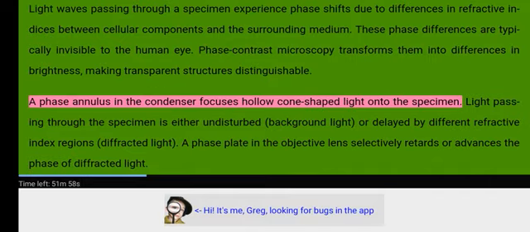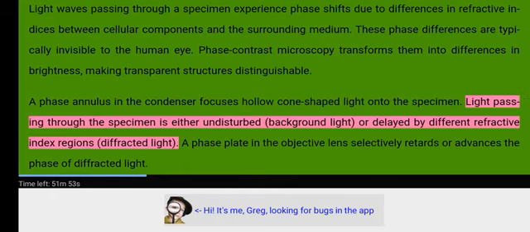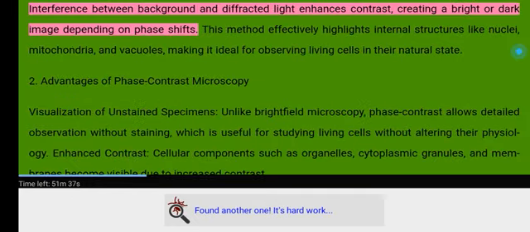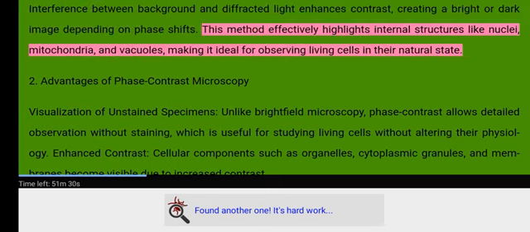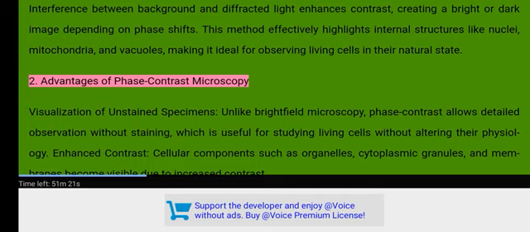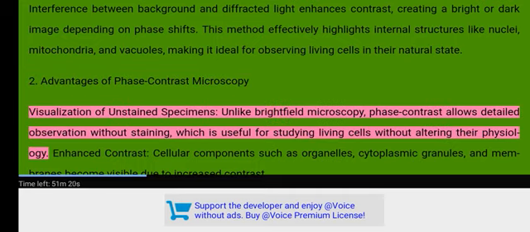A phase annulus in the condenser focuses hollow cone-shaped light onto the specimen. Light passing through the specimen is either undisturbed background light or delayed by different refractive index regions, diffracted light. A phase plate in the objective lens selectively retards or advances the phase of diffracted light. Interference between background and diffracted light enhances contrast, creating a bright or dark image depending on phase shifts. This method effectively highlights internal structures like nuclei, mitochondria, and vacuoles, making it ideal for observing living cells in their natural state.